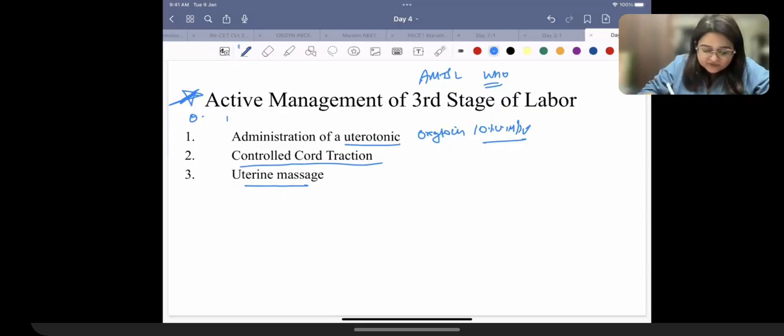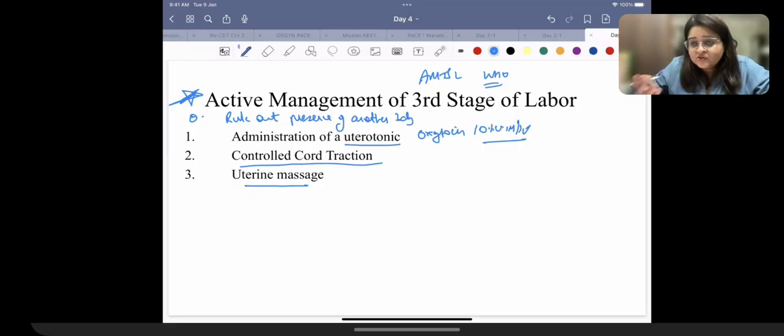Step number 0 is rule out what? Rule out twin. Very good, Pushpender. Rule out presence of another baby. Okay, because there may be undiagnosed twin pregnancy. It can happen. I have seen two in my career till now. An unbooked patient comes and there was another baby inside. The patient had no idea. Okay, so this can happen.